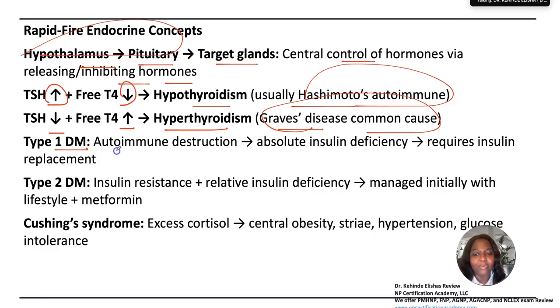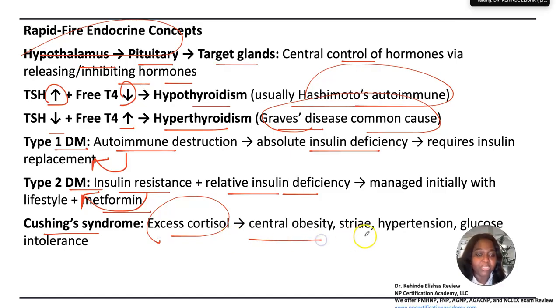Type 1 diabetes mellitus: autoimmune destruction leads to absolute insulin deficiency, which requires insulin replacement. What about type 2 diabetes? It is insulin resistance plus relative insulin deficiency, which you manage with lifestyle changes and metformin. So type 1 diabetes is an autoimmune destruction. Type 2 diabetes is insulin resistance due to weight gain and lifestyle changes. Now, Cushing's syndrome is excess cortisol, which leads to central obesity, striae, hypertension, glucose intolerance.